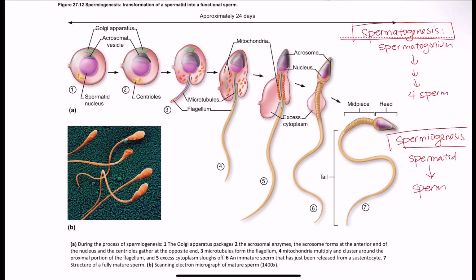Separate but related processes. And those words are really similar. I did not make them up. I'm so sorry. Spermatogenesis is the formation of 4 sperm. Spermiogenesis is the maturation of a spermatid to a sperm.